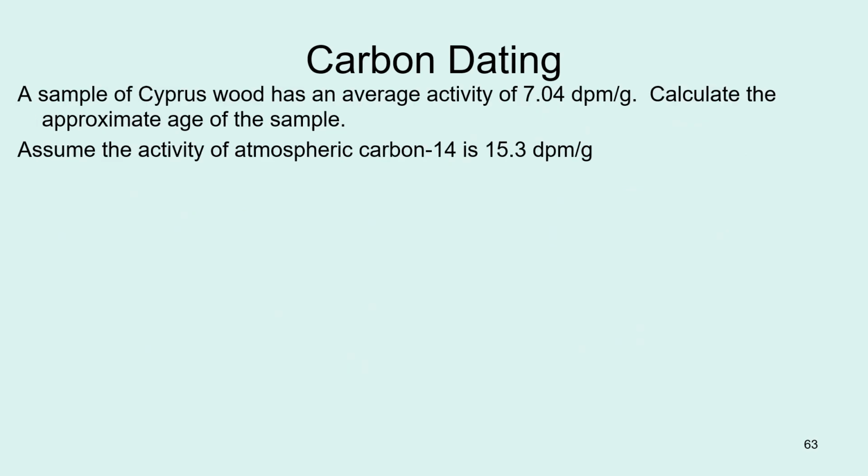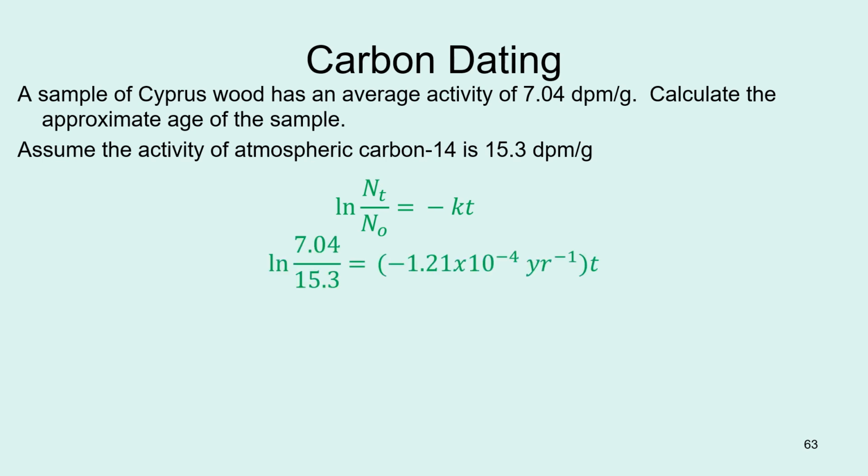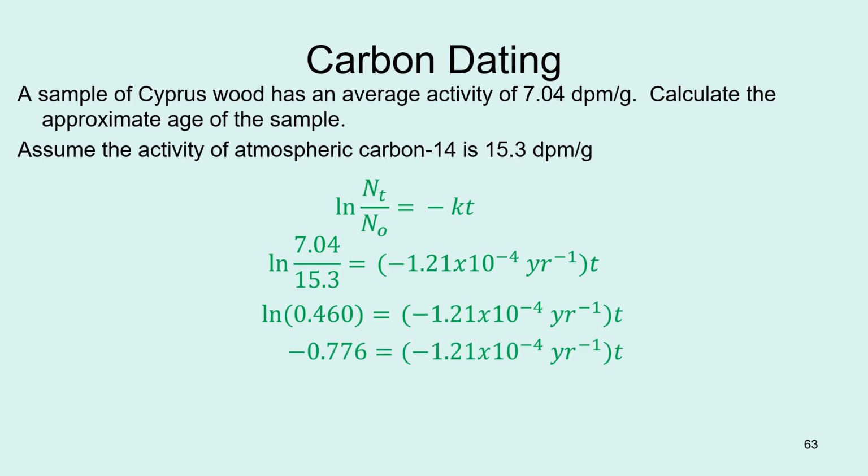So then we plug all those things into our equation. So there's our equation, and the natural log of 7.04 divided by 15.3 equals negative, don't forget the negative, 1.21 times 10 to the minus 4th inverse years times T. So that means our T is going to be in years. First we find that ratio, which is 0.46, take the natural log of 0.46. Natural log of 0.46 is negative 0.776.